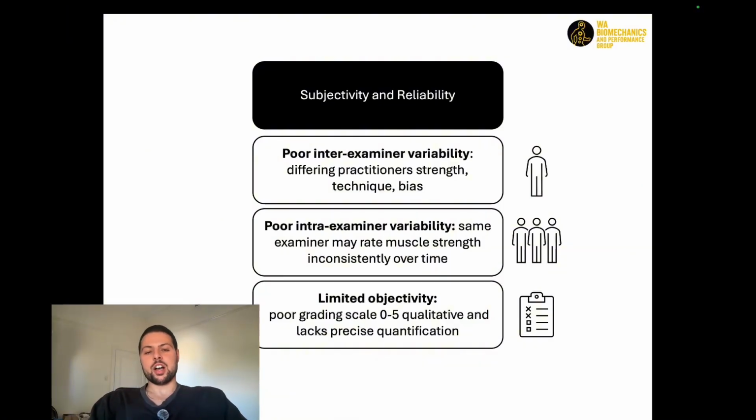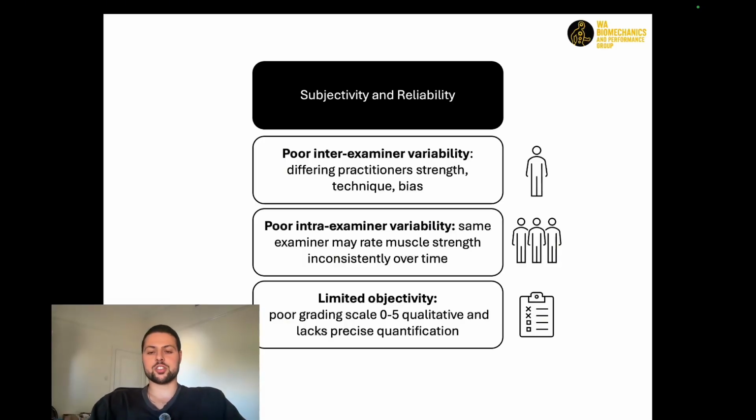Again, as well, we have our own sets of bias. We want to see our patients improve. We have an inherent bias that is probably not conscious. We want to feel that this person's better. We want our intervention to have worked.